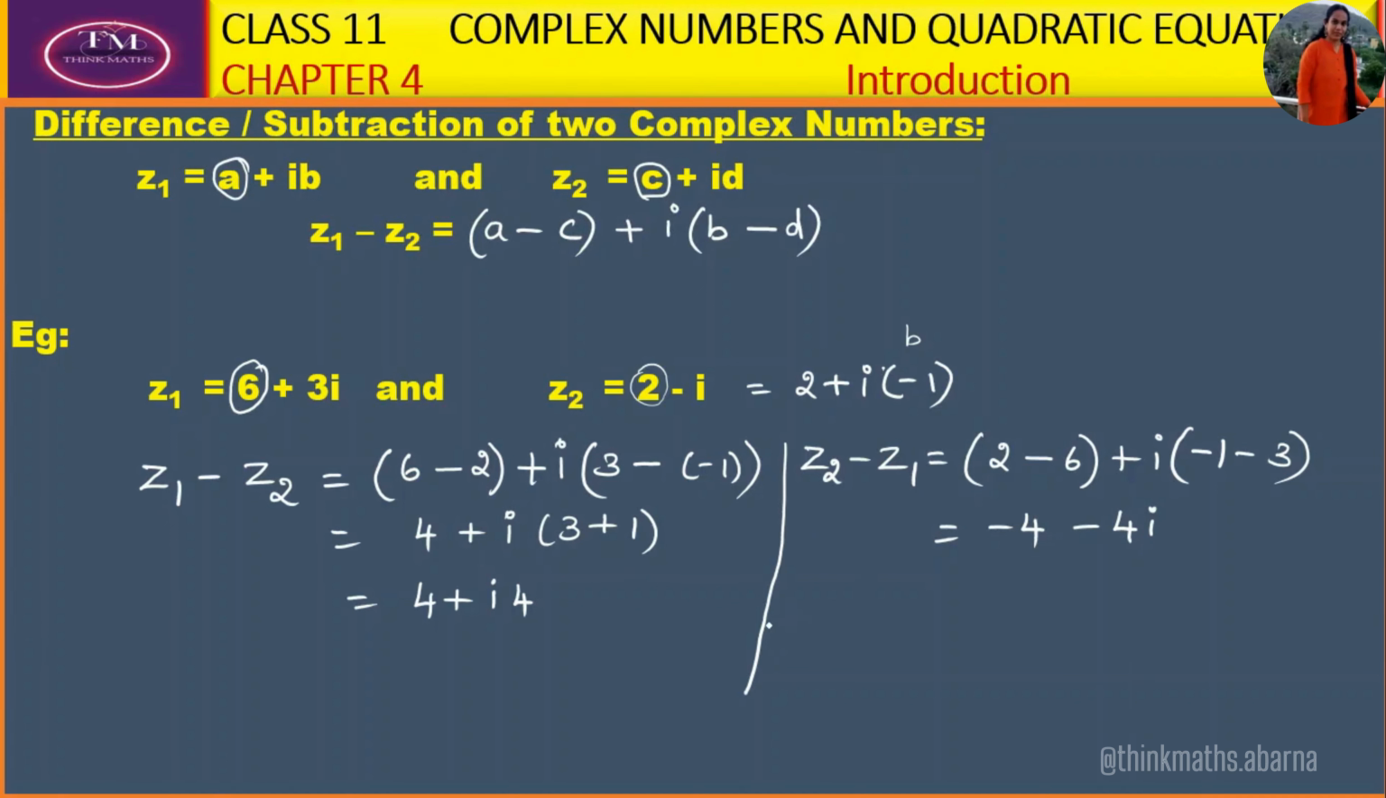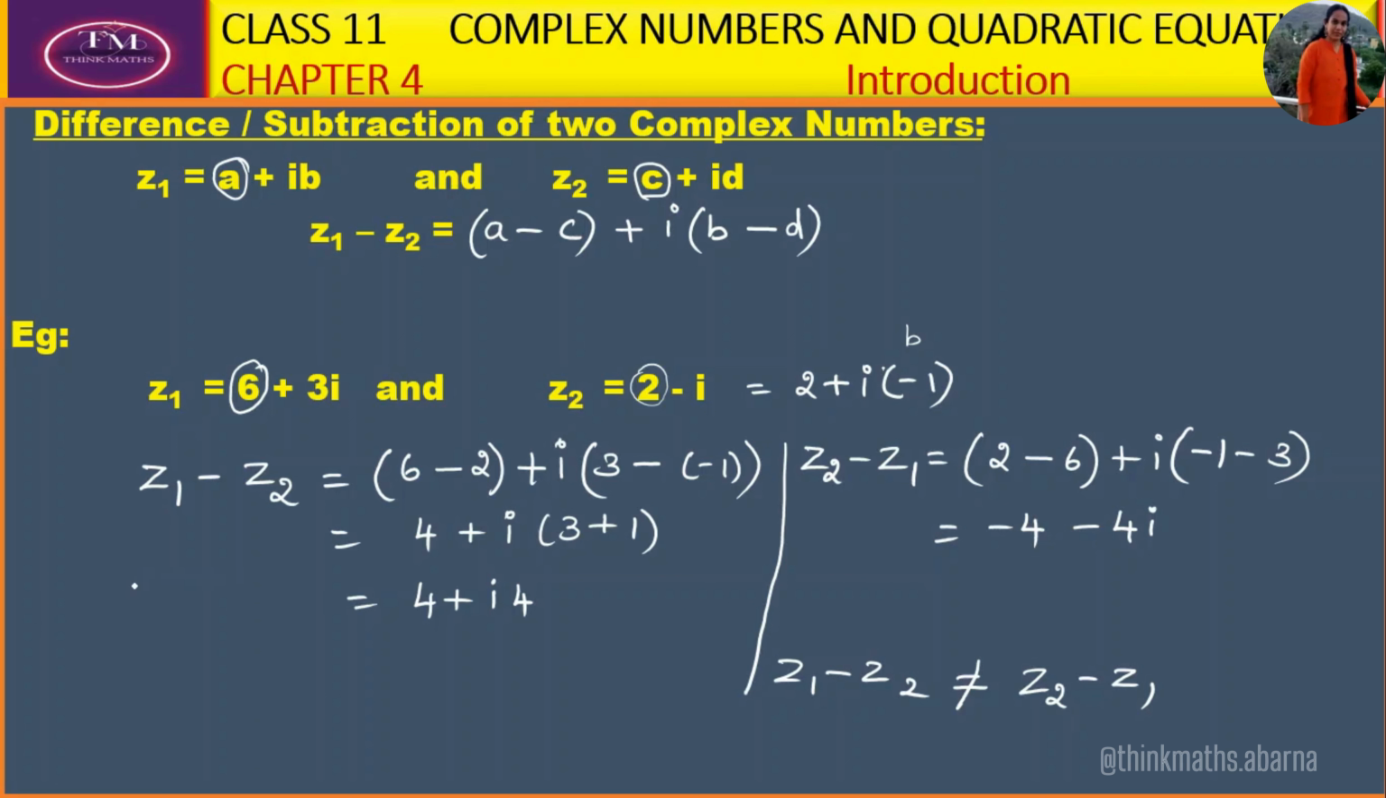No. So addition holds the commutative law, but in subtraction it is not the same. Z1 minus Z2 is not equal to Z2 minus Z1. When will they be equal? Both the real parts should be equal and both the imaginary parts should be equal. Here it is not the same. One is positive and one is negative. So they are not equal. Clear, children?